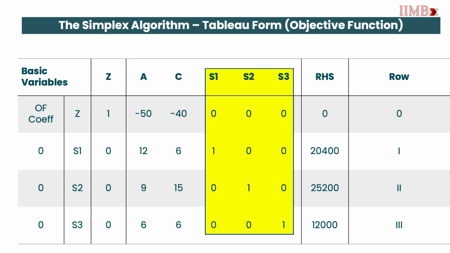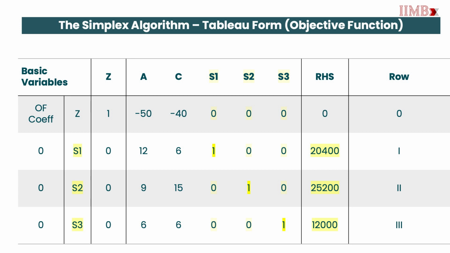We should note that the columns under the basic variables, which is S1, S2, S3, are identity columns. The current values of the basic variables is equal to the right-hand side, and we can easily read that off because the variables A and C are 0 and the columns for the basic variables are identities. The non-basic variables, the A and C, are of course taking a value of 0.